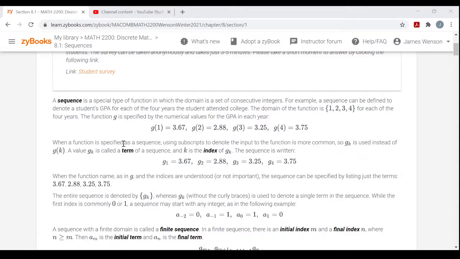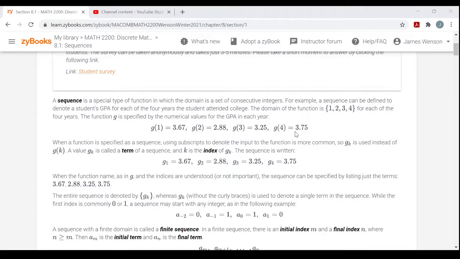When a function is specified as a sequence, using subscripts to denote the input to the function is more common. So instead of g of 1, g of 2, g of 3 like usual function notation, you'll have g with a subscript to indicate what the input is. This is g sub k, the same thing as g of k, right? Instead of g of k. A value g sub k is called a term of a sequence, and k is the index of g sub k, right? So the subscript, the index variable.